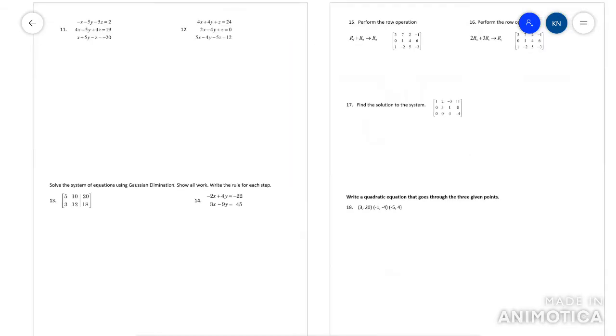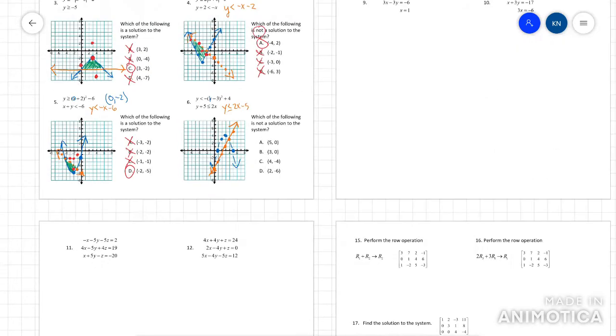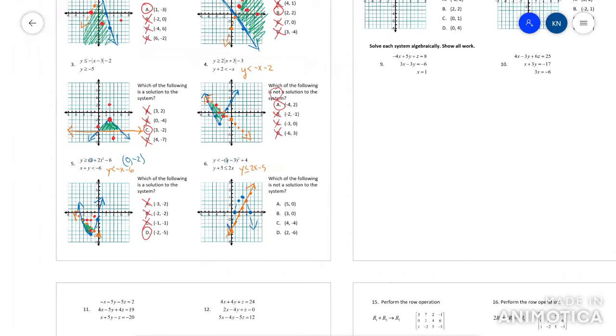So that's going to be okay. We had like a jump there. Sorry about that. That's going to be all of this section right here. So, which is not a solution, is 5, 0 is right there on a dotted line. That is not a solution. That's probably my answer, but I'm going to check the others anyways.